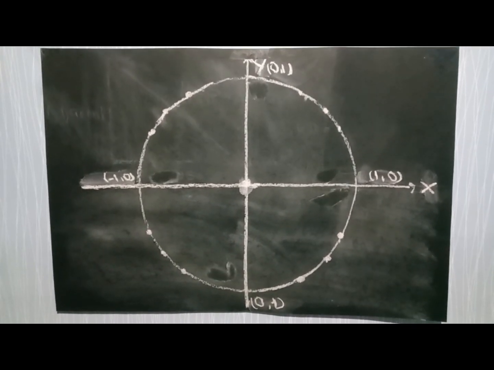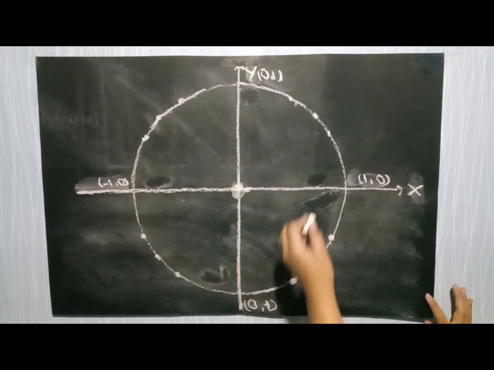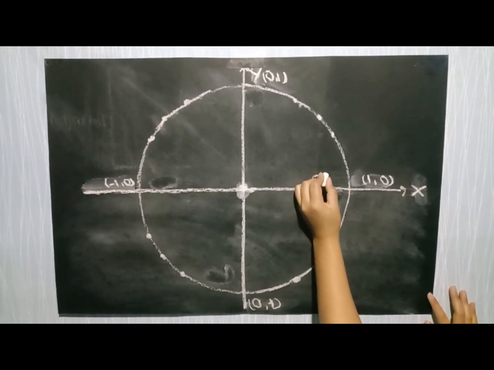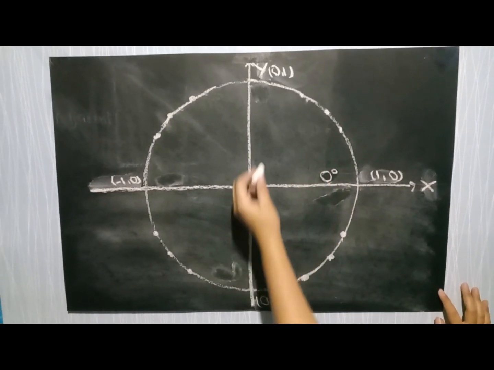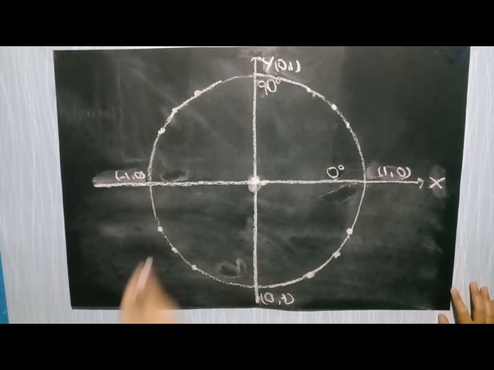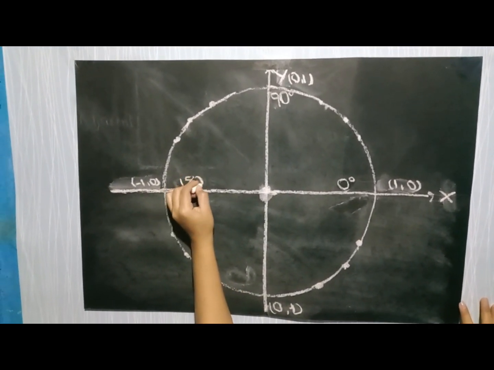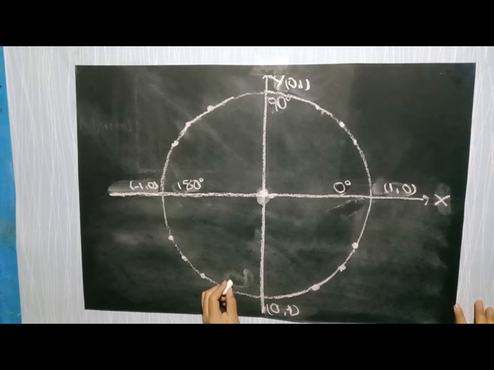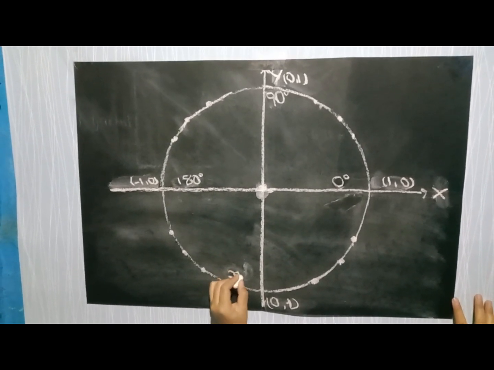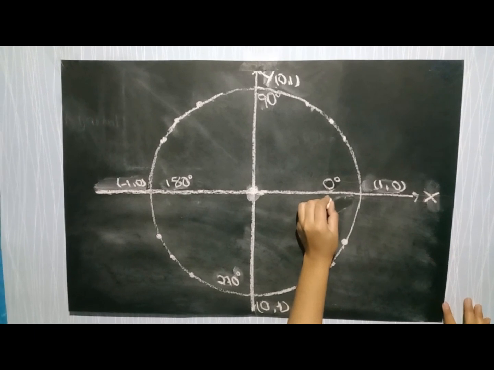Now, we will find the value in degrees of every corresponding angle. In the unit circle, we start here. This is 0 degrees, and here is 90 degrees. And this one is 180 degrees. This one is 270 degrees. And 360 degrees.